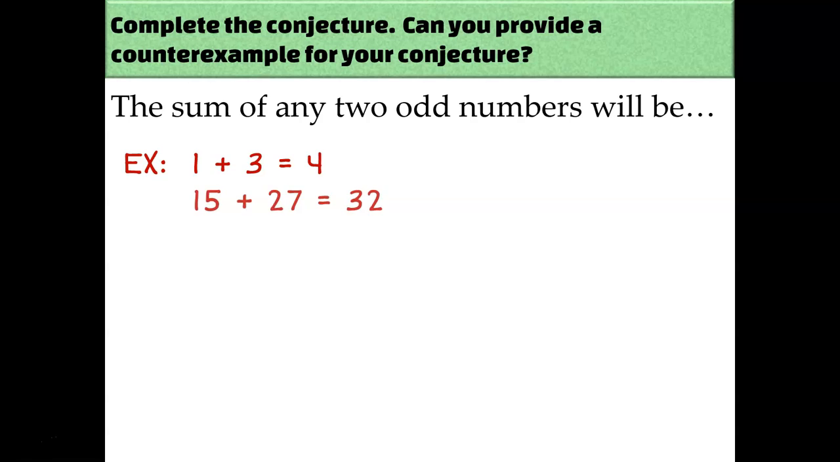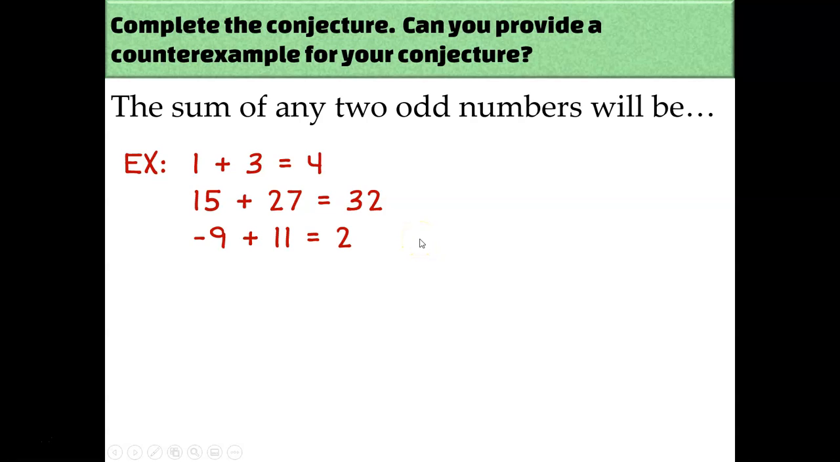So let's keep going. 15 and 27, those are both odd numbers. And if I add them together, I get 32. Okay, what about, well, it didn't say I couldn't do negative numbers. Why not do a negative odd number? Negative 9 plus 11, that's 2. Are you starting to notice anything in common about our answers that we get when we add 2 odd numbers?